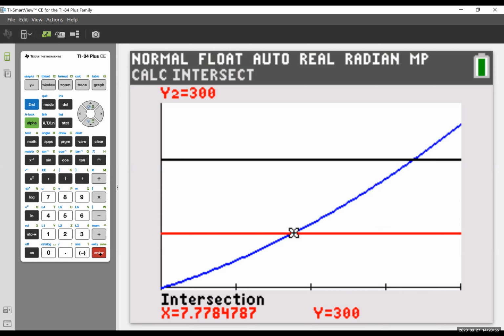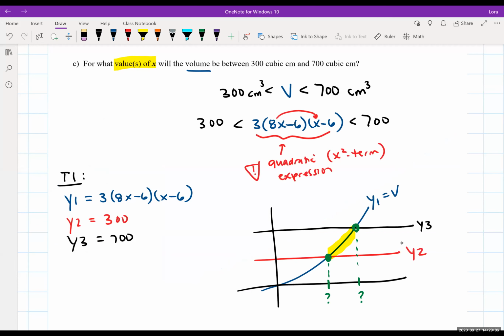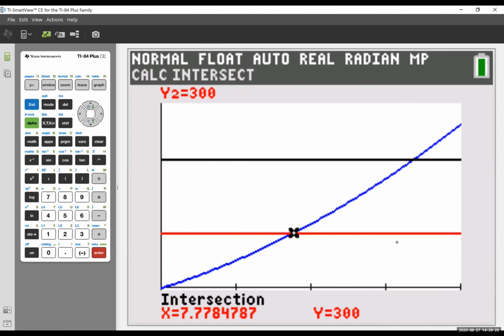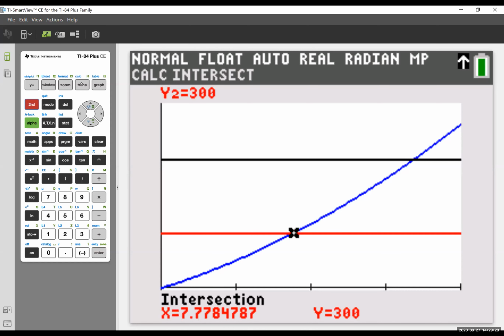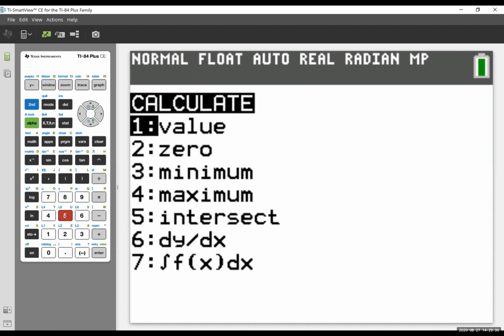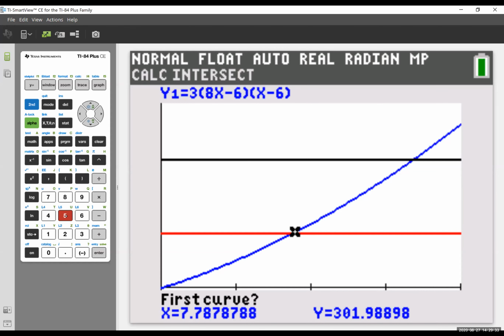So I want to write that down and I come back to this TI. So let's go back. And that first X value, now that I know, I have about 7.7785 centimeters. So I'm good there. And I really want to find that second value. So we're going to go back to the TI. And we're going to calculate a second intersection. So if we do that, second calculate intersection, it is still stuck at the first intersection.